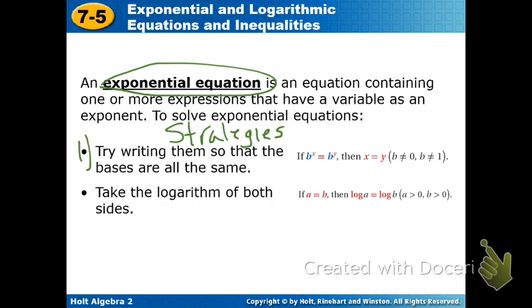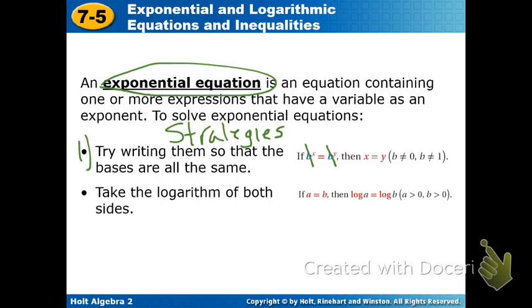Okay? Now, I don't want this to throw you. You will not have an x and a y. You will just have an x. This is just kind of a placeholder for whatever this exponent is. So essentially, if you have two bases that are the same, they cancel each other out, and you will only be left with what the powers are.